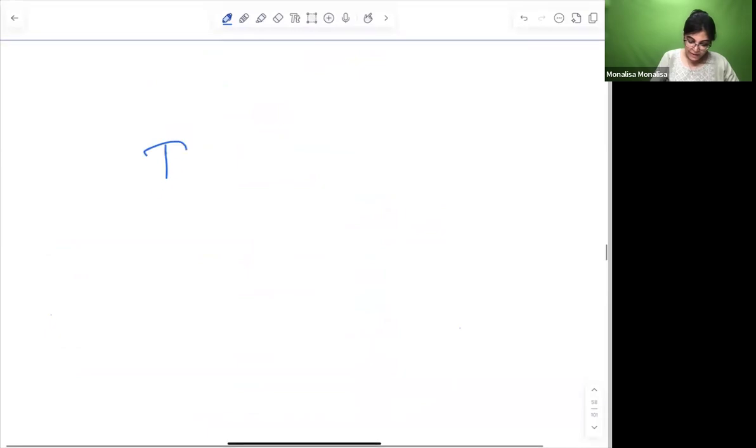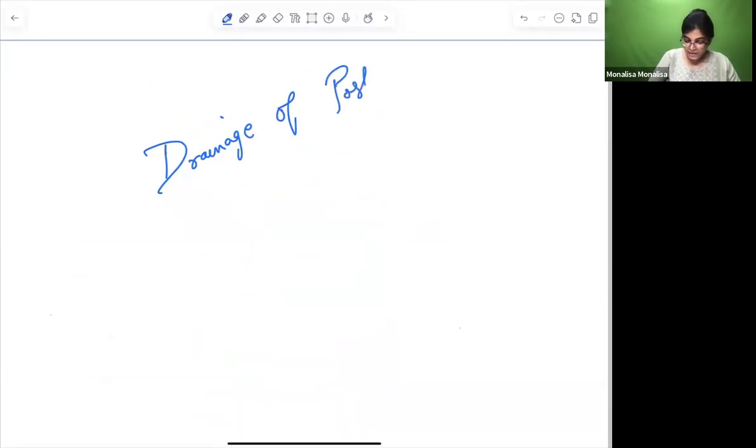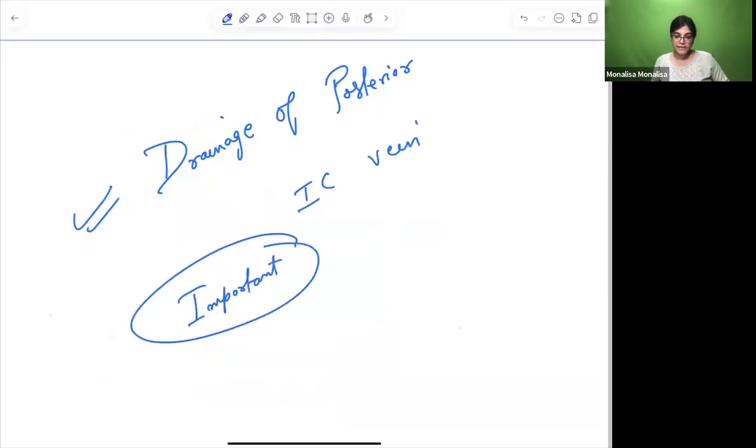So here I will just write drainage of posterior intercostal vein is important. It is important. So you can just go through this and you can understand why it is important.